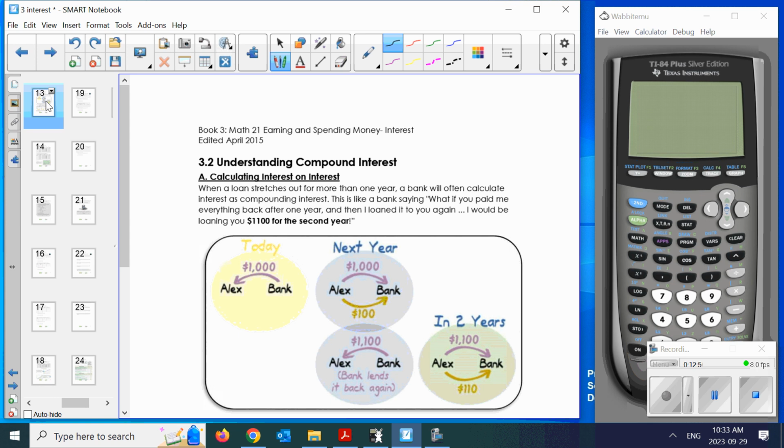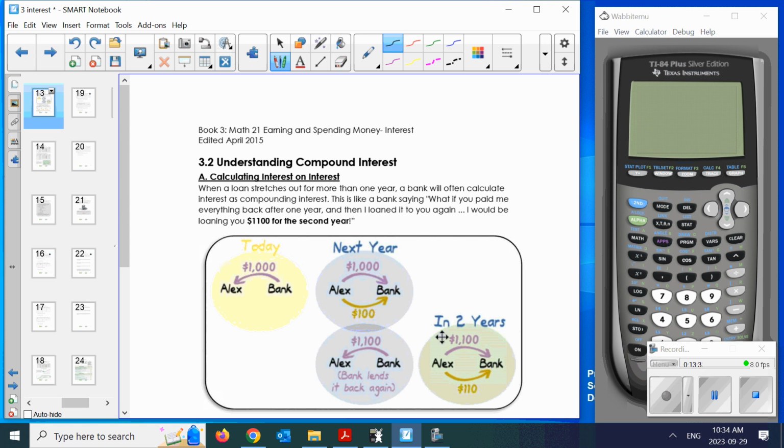And to explain, when a loan stretches out for more than a year, the bank will use compound interest. This is like the bank saying, what if you paid me back everything after 1 year and then I loaned it to you again? It would be loaning you $1,100 the next year. So if you start borrowing $1,000, then you have to pay back $100 interest, right? Well, then they say, now your total owing is $1,100.